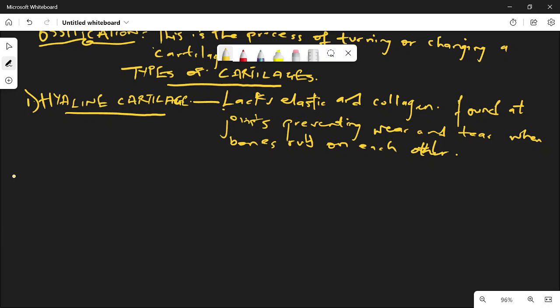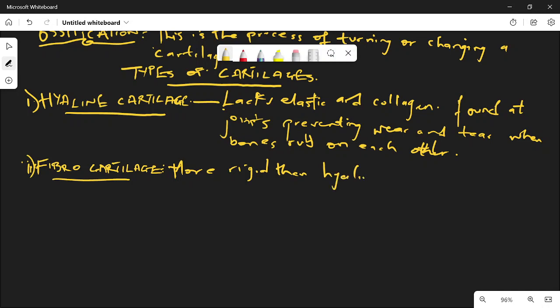Then the second type of cartilage we have is what? The fibrocartilage. The fibrocartilage. This one is more rigid than the hyaline.